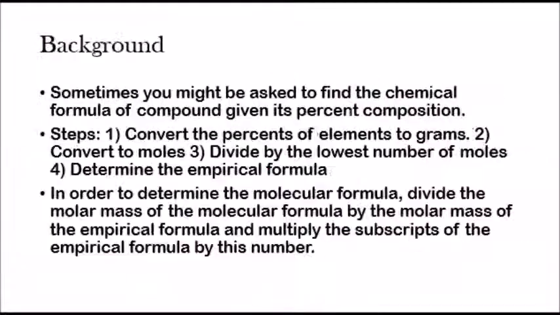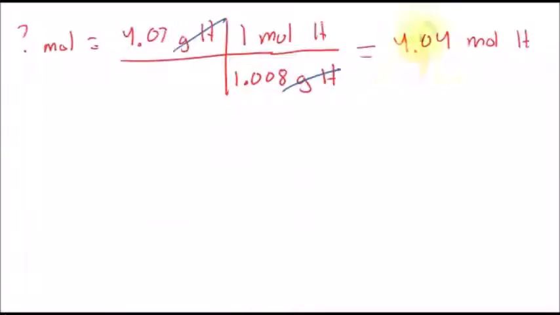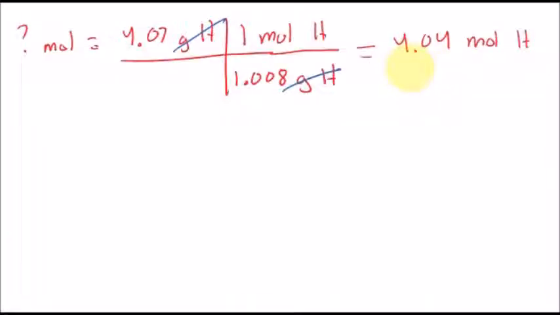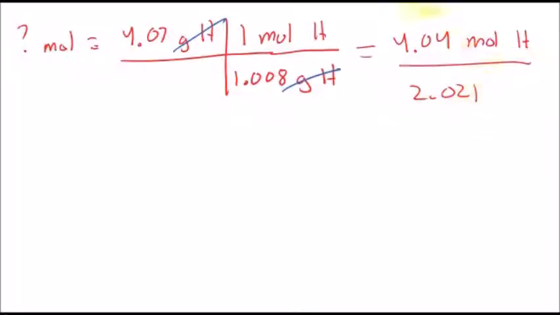Okay, so we have that. Now, the next step says to divide by the lowest number of moles. What that means is we have 2.021 moles here, 2.021 moles here, and 4.04. So we're going to take the lowest number, which is 2.021, and divide everything by that. So 2.021 divided by 2.021, here also divided by 2.021, and here also divide this number by 2.021. Here we will get 1, this equals 1, and this equals 2.